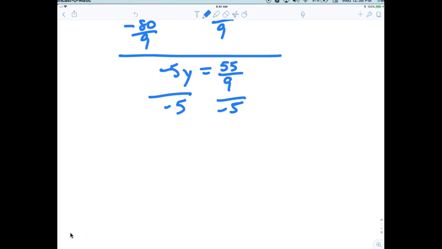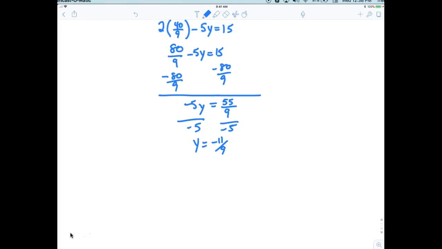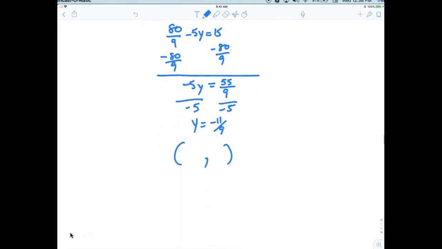But let's say we don't see that. All you do is you have the fraction on your calculator, you hit divided by negative 5, math, enter, enter, and it tells you that y is equal to negative 11 over 9. That's what it tells you. And then you have the answer as an ordered pair. And the ordered pair is 40 over 9, comma, negative 11 over 9.